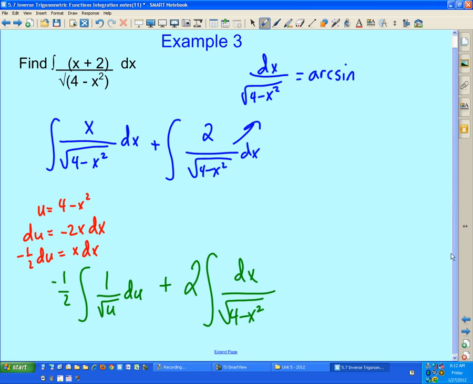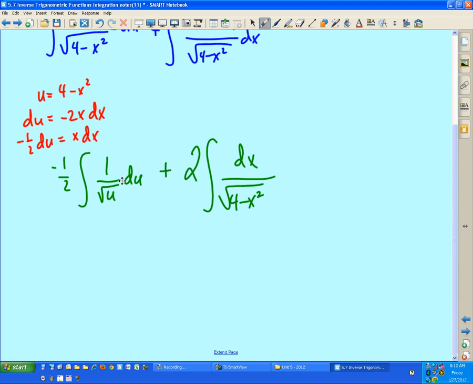And so over here, I got to do a little bit more work. I'll get negative 1/2 times, now if I raise this by a power, it's really u to the negative 1/2, so it becomes u to the 1/2 divided by 1/2, so we're really multiplying by 2. So we're just multiplying by 2 in that case, and that'll take care of that part.